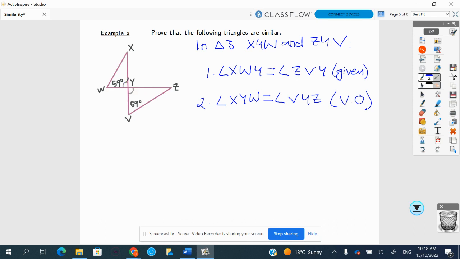It's also sort of given with the same line to represent the same angles. So that means, changing color here, this one is an angle, this one is an angle, that implies that this angle is going to be the same. So we can make a concluding statement here. Triangle XYW is similar to triangle ZYV because of angle, angle.